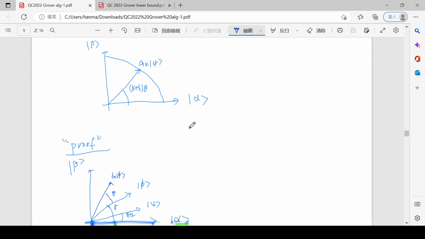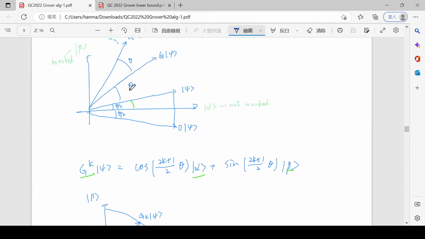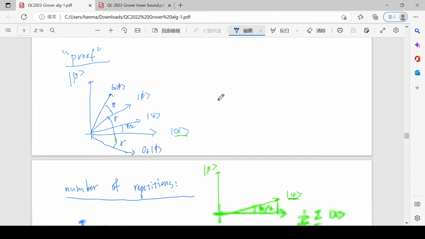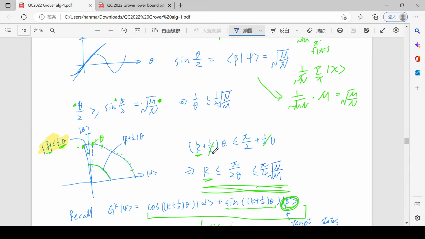Where we don't have theta here anyway. And so the angle is about square root of m over n, and you want to rotate from your starting state to this beta state. So you need about pi over 2 divided by theta number of steps. And so the total number of steps is about pi over 4 square root of n over m. If you ignore m, that's square root of n rotation steps you need to do for your Grover's algorithm.